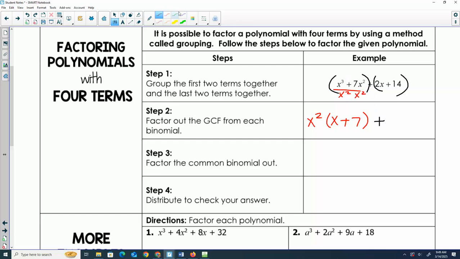All right, in this parenthesis, 2x and 14, what can we divide both of those by? 2. We're going to take out a 2. 2x divided by 2 is x. 14 divided by 2 is 7.